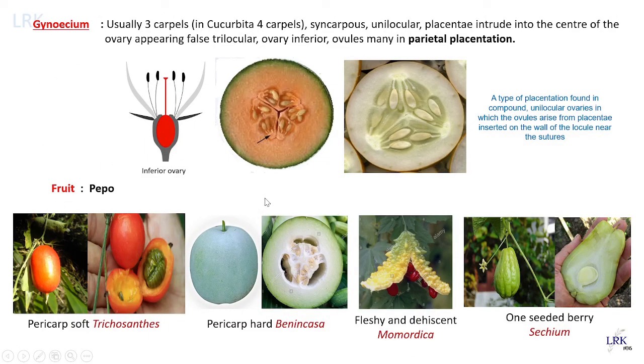So the pollination is entomophily, that is the pollination takes place by insects, and the fruit formed is pepo, and pericarp is soft in Trichosanthus, whereas pericarp is very hard in Benincasa. You can see here in this image. This is Benincasa in which the pericarp is very hard, but here in Trichosanthus it is very soft, and the pepo is fleshy and dehiscent in Momordica. Okay, it is dehiscent in Momordica, and one-seeded berry is seen in Syzygium. Syzygium edule, we have one-seeded berry.